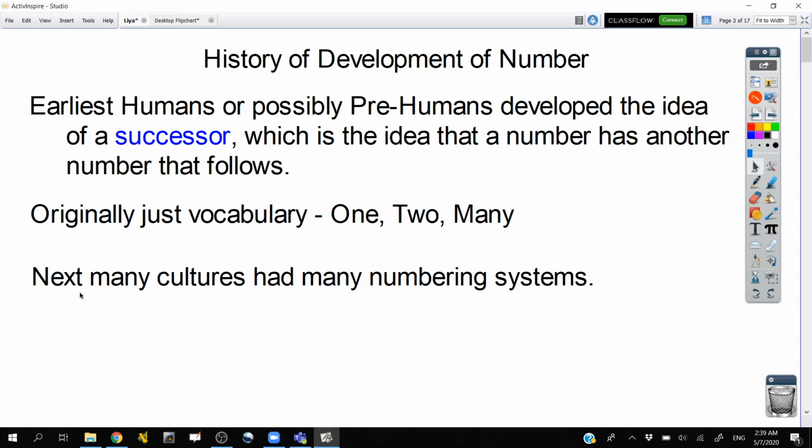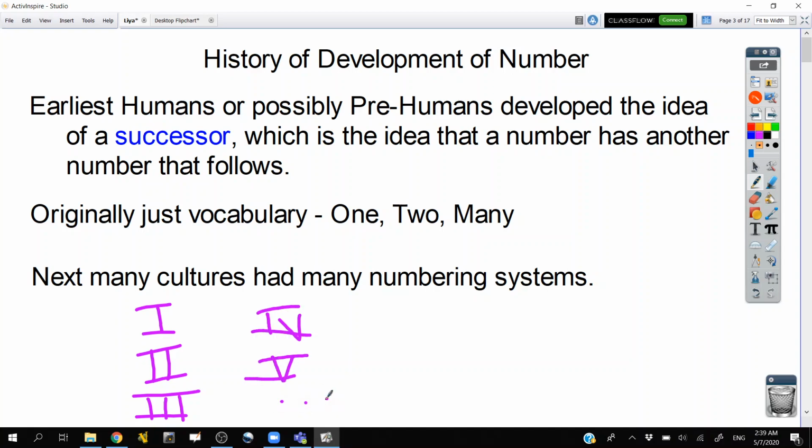So next, after these words, many cultures had many numbering systems. You've actually learned one of these numbering systems. I'm sure you've learned Roman numerals. Roman numerals is a number system and not a terribly great one. But at the time when the Romans were using numerals like this, there were not many cultures in the world that were using standardized numbering systems. So it actually was fairly innovative at that time in the world.